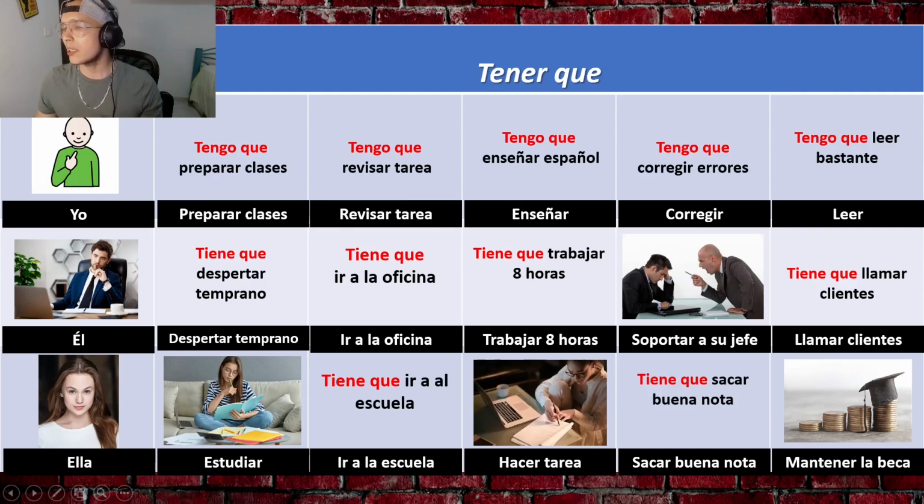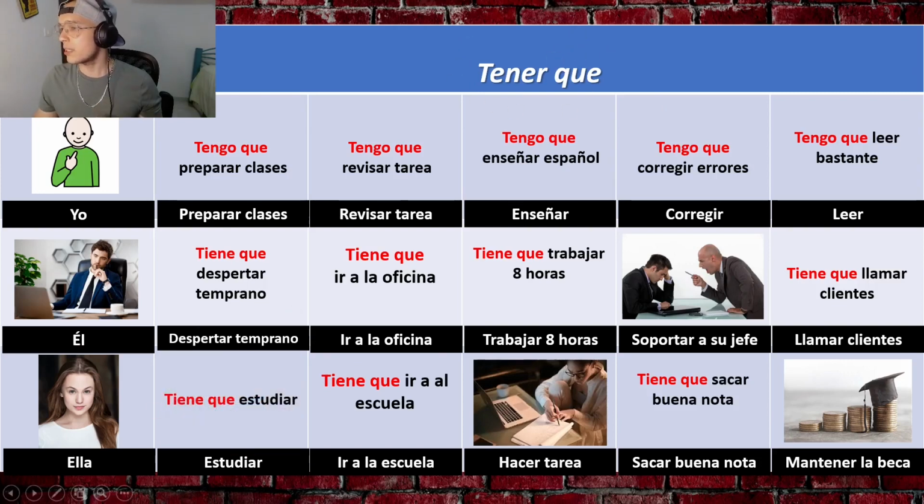What about her? Let's say she has to study. We have ella, estudiar, tener que. Come on. Ella tiene que estudiar. See, very easy.